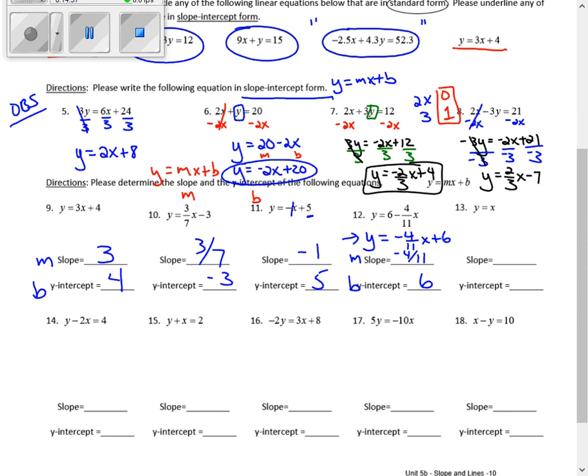13 is mildly tricky. Maybe if I rewrite y equals x as y equals 1x, because that's how many there are, plus 0, it'll help you see more quickly what is the multiplier of the x and what's the number by itself. Now, the deal with that is I can add in this 1 and add in this 0 because it does not change the value of anything in the expression. And maintaining value is a big math idea. Okay? So for my slope, that's going to be 1. My y-intercept, that will give me 0.